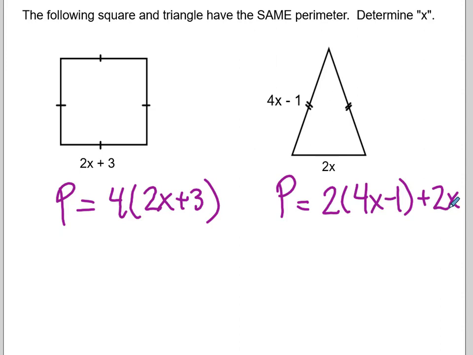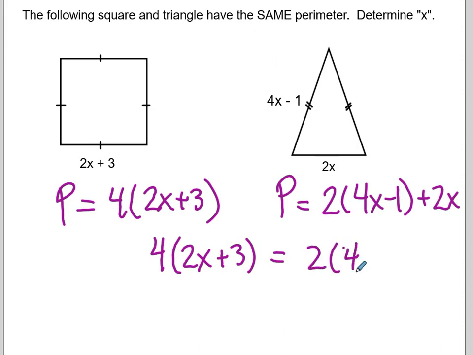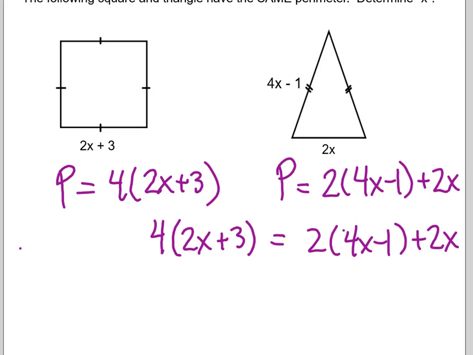If we set those equal to each other, because the perimeters have to be the same, we can say the square is equal to the triangle. And now we have an algebraic expression in terms of just x. We can now solve this, or we can distribute the 4 if we like, distribute the 2. There are other ways to approach the algebra, but I'm going to do it this way because it's what most people would do.